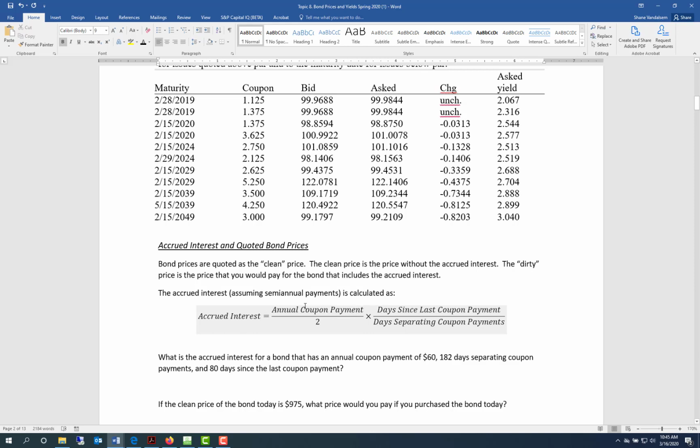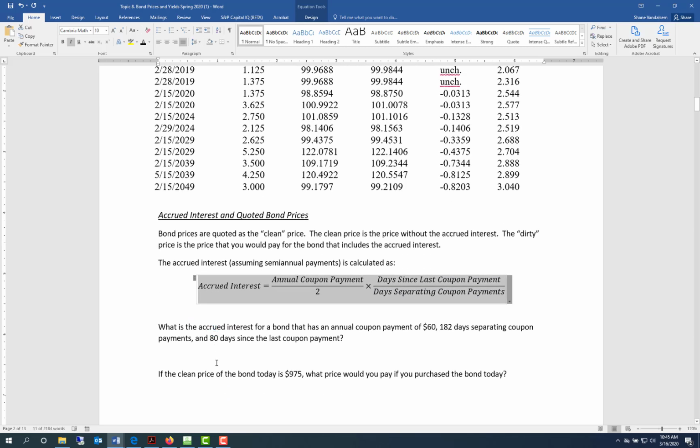The way we calculate this, assuming semi-annual payments, is as follows. The accrued interest is equal to the annual coupon payment divided by 2, multiplied by the days since the last coupon payment divided by the days separating coupon payments. So I've got an example problem here.